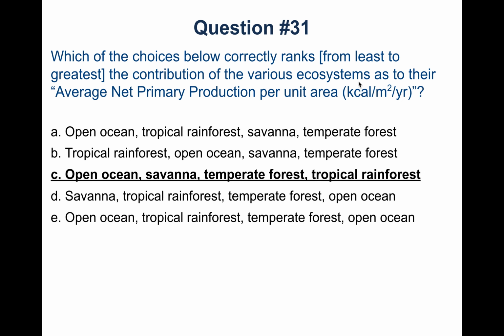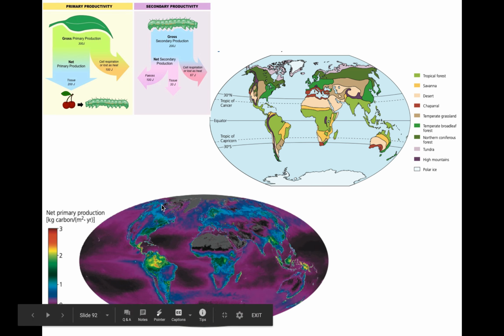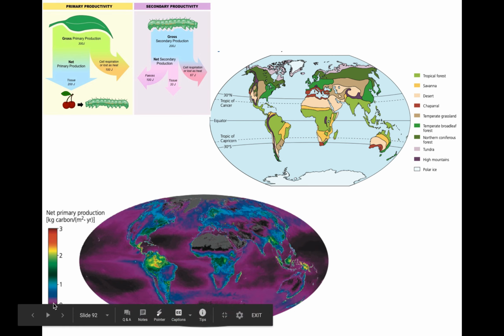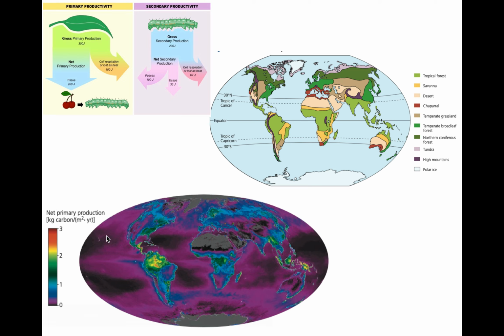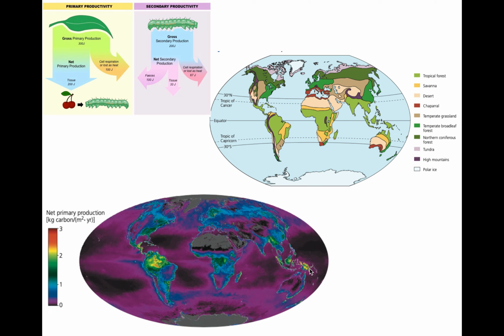So we had open ocean, tropical rainforest, savanna, and temperate forest. This is actually a map looking at net primary production in kilograms of carbon per meter squared per year. The purple means very low, 0, and the red means very high, 3. Notice that the open ocean is purple. So if it was just net primary production per year, the open ocean would be the highest. However, when you break it down per unit area, the pelagic zone, the open ocean, is so vast that it takes it down to a really low level.